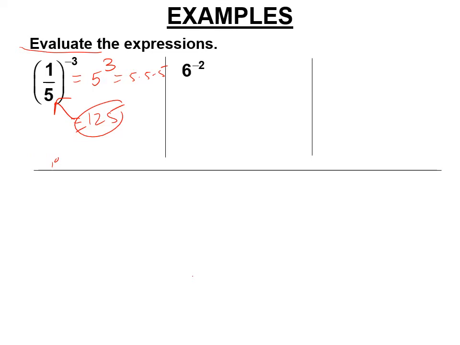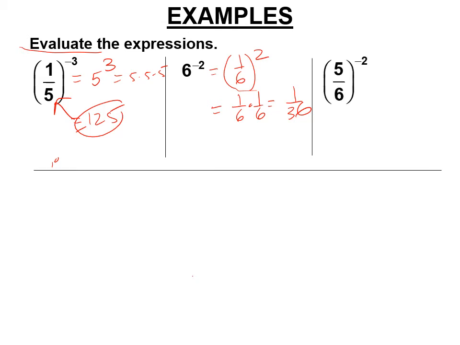So 6 to the negative second power. You don't say negative squared. By the way, I said the last one negative third power. Squared and cubed are for positive exponents. So 6 to the negative second is 1/6 squared, which is 1/6 times 1/6, which is 1/36. So if you have a big number, 6 isn't that big, you make small numbers, because it's all about reciprocals.